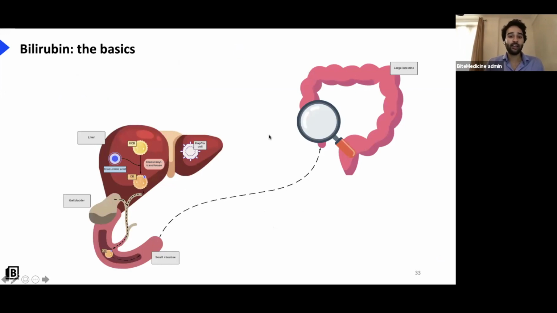Let's zoom in a little bit more into the large bowel. So we now know, we've said it already, conjugated bilirubin entered your small intestine and it travels towards your large intestine. Near the end of your small intestine, which is called the ileum, or the start of your large intestine, conjugated bilirubin is then converted into something called urobilinogen. Let's talk about that.